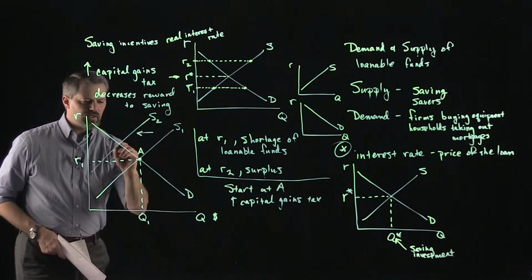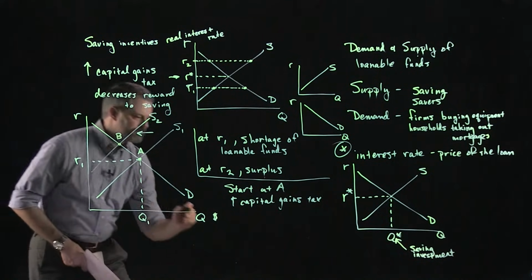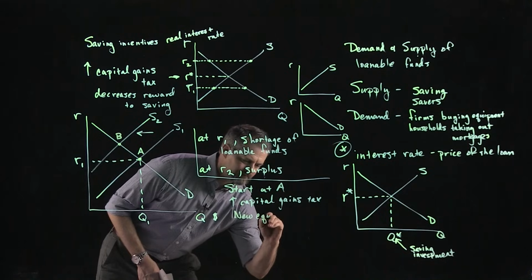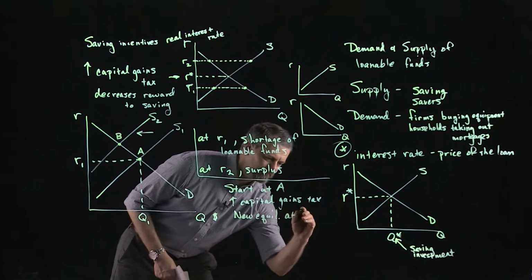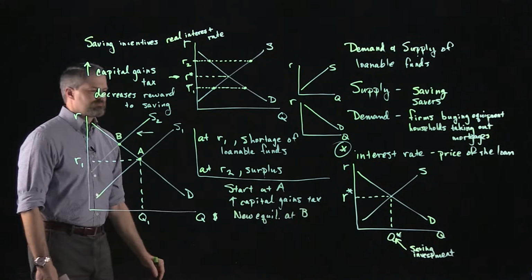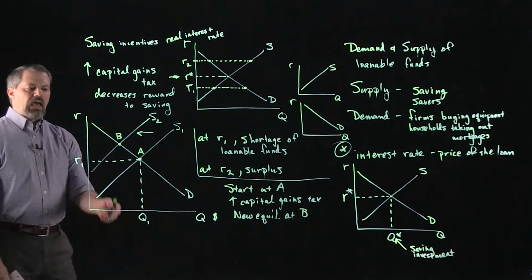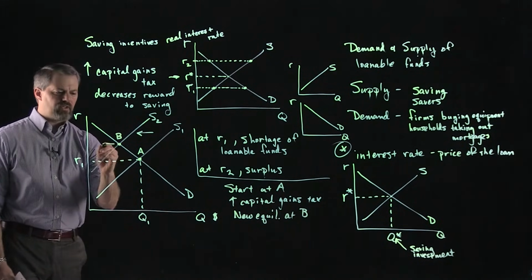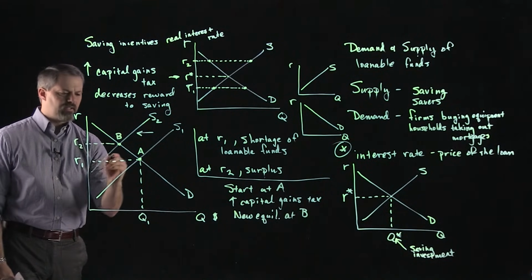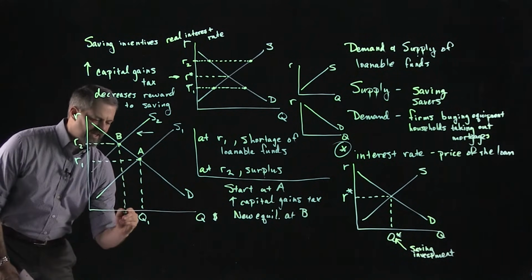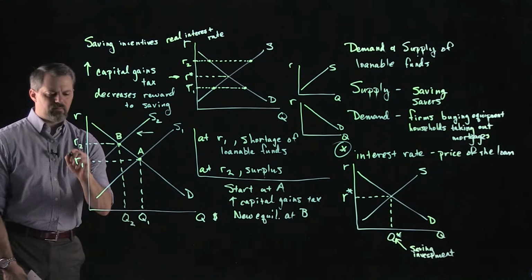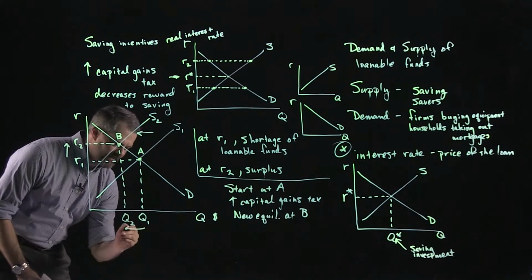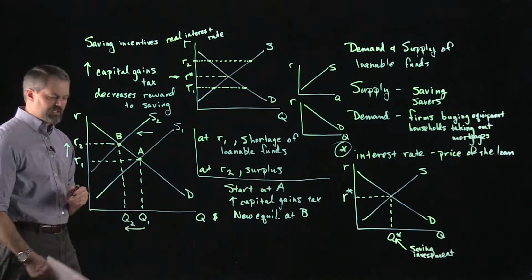We get a new equilibrium at point B. And now the coordinates of that point B are going to tell us what happens to the equilibrium interest rate and what happens to the amount of saving and investment that happens in the economy. What we see is that the equilibrium interest rate goes up, the amount of saving and investment that happens in the economy goes down.